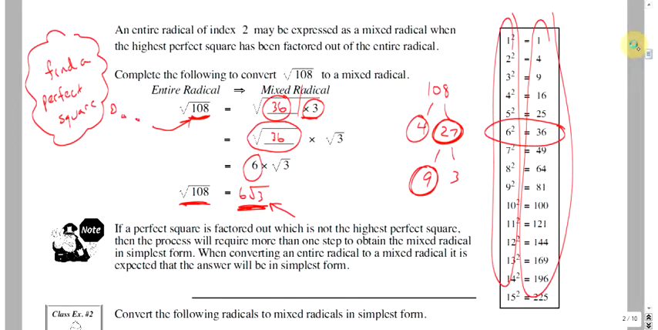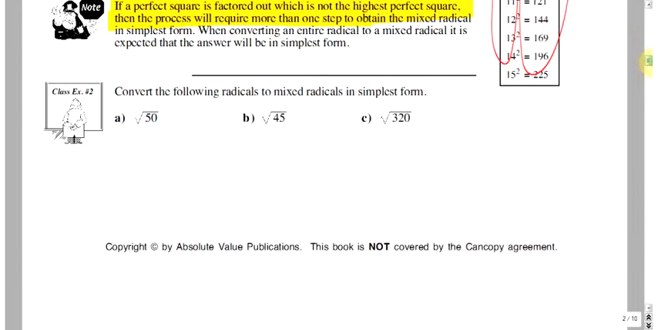Any questions on that? Taylor, you okay? Oh, right. Okay, and that's what this says. Note, if a perfect square is factored out, like we factored this out, and it's not the largest perfect square, then the process will continue. You got more work to do. So try, if you can, to get the largest one.